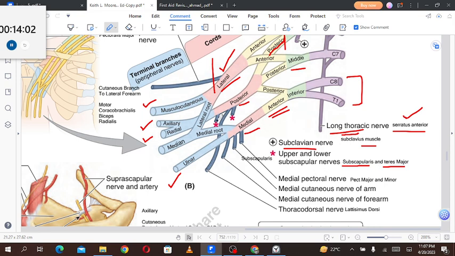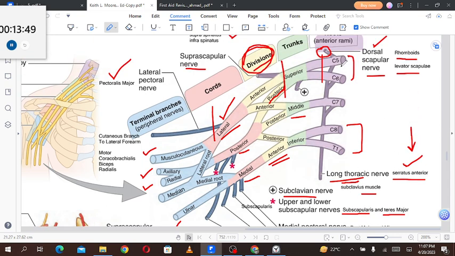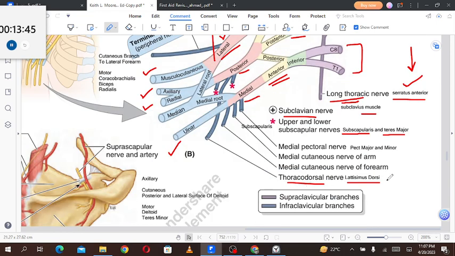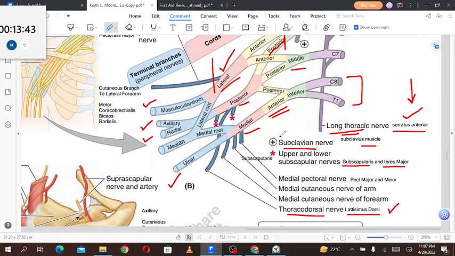Then we have these two stars about the upper and lower subscapular nerves, and this long nerve, the thoracodorsal nerve, is supplying the latissimus dorsi. Okay, so the long thoracic nerve is supplying the serratus anterior muscle, and that is coming from the roots C5, C6, and C7. While the thoracodorsal nerve is supplying the latissimus dorsi, and that is coming out from the posterior cord. So I hope you are clear with that.